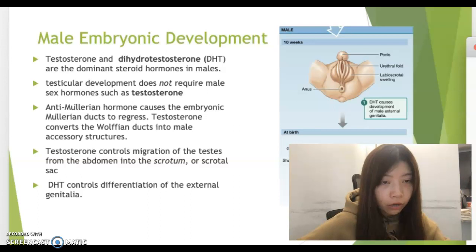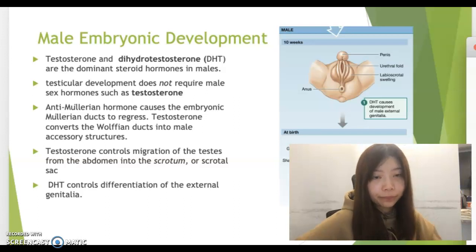In the development of the fetus, anti-Müllerian hormone causes the embryonic Müllerian ducts to regress. Testosterone converts the Wolffian ducts into male accessory structures such as the epididymis, vas deferens, and the seminal vesicle. Later in fetal development, testosterone controls migration of the testes from the abdomen into the scrotum or the scrotal sac. The remaining male sex characteristics, such as differentiation of the external genitalia, are controlled primarily by DHT.